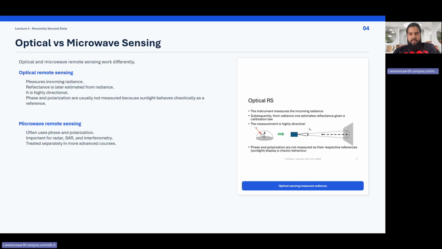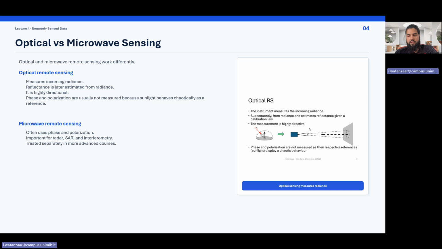Now, what is the main difference between optical remote sensing and microwave sensing? Optical remote sensing works differently in comparison to microwave remote sensing. Optical remote sensing is measuring incoming radiance, which is the reflected or bounced-back electromagnetic waves from the land surface. Reflectance is later estimated from radiance. We have discussed this multiple times.